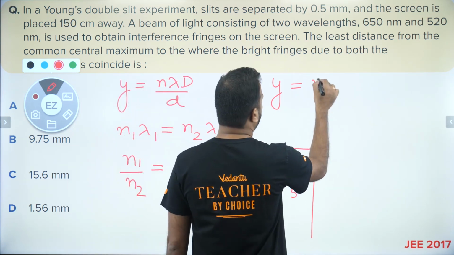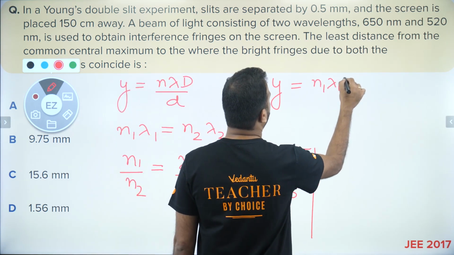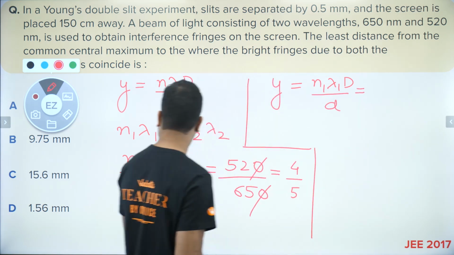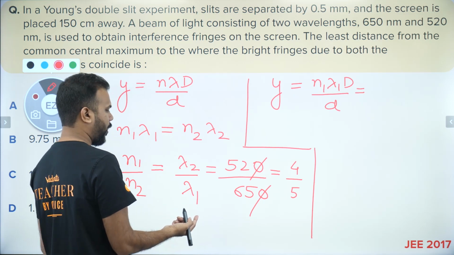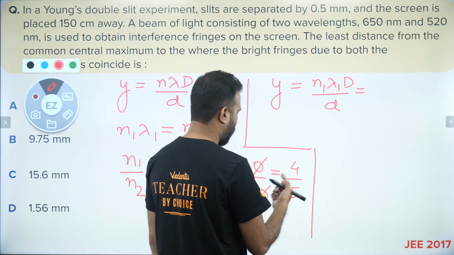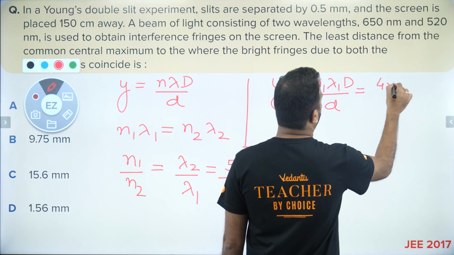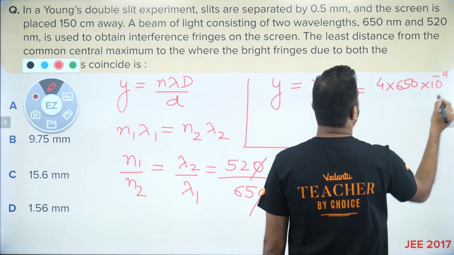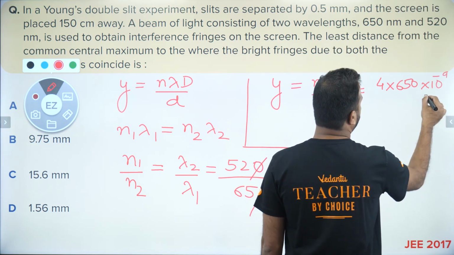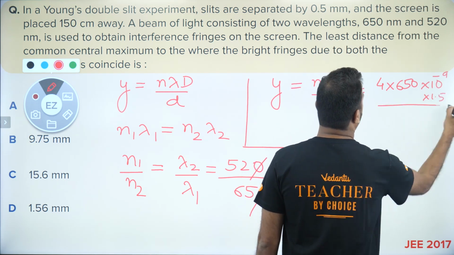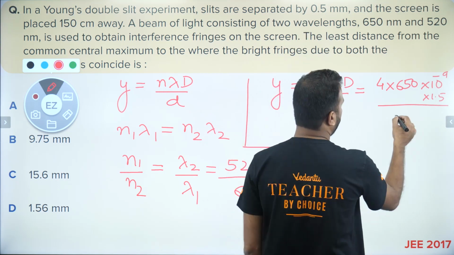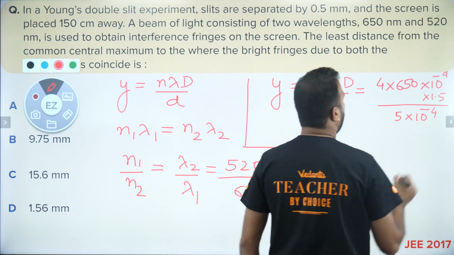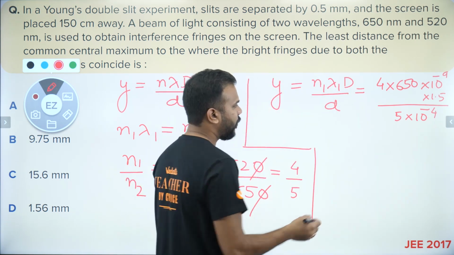So we'll be calculating, say, n1 lambda 1 capital D by small d. Okay, so n1, I'm choosing it for, say, 650 nanometer. So n1 value will be 4 multiplied by 650 into 10 to the power minus 9 multiplied by D, that is 1.5, and divided by small d, which is 0.5 millimeter, or you can call it 5 into 10 to the power minus 4. Okay guys, which means what?